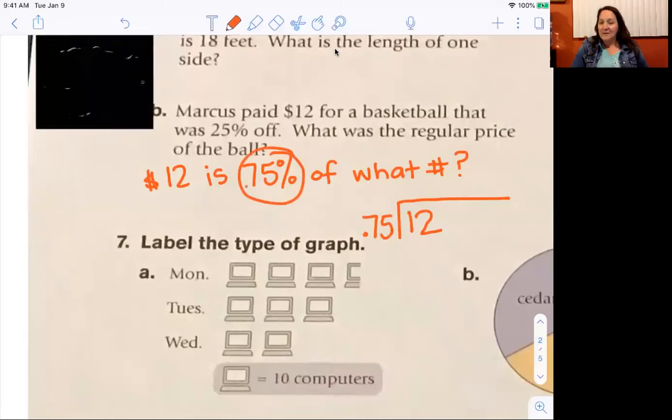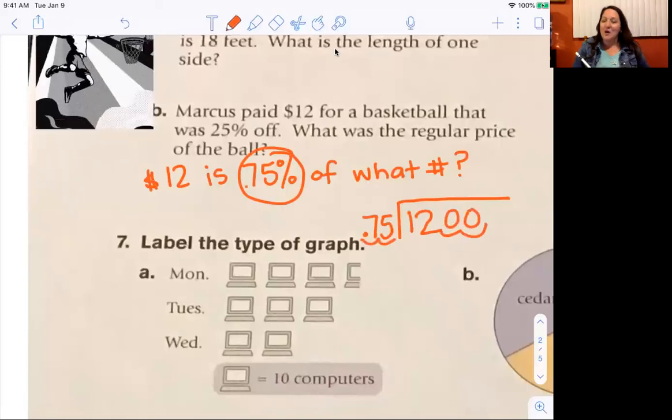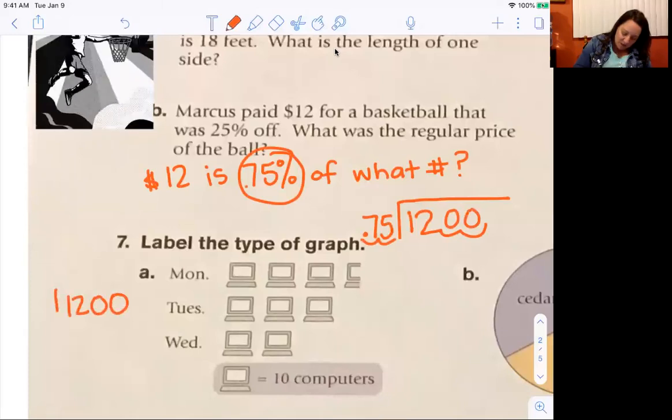And can we divide now? Not yet. We can't divide with decimals. So what are we going to do? Move our decimal over, which means we move it over in the dividend. And now we have 1,200 divided by 75. I'm going to come over here and do it. You should have a scratch piece of paper.